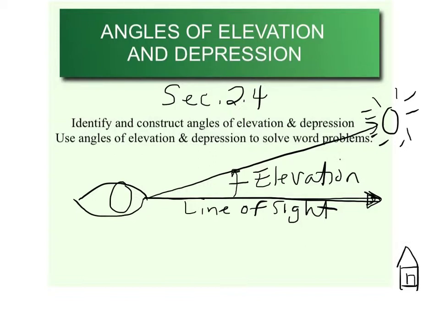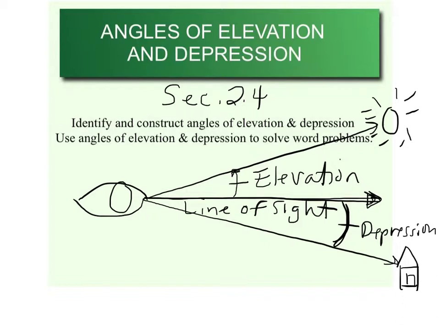Let's say you're looking down at somebody's house. From this initial line of sight, looking down to that house, this new angle that you formed is called the angle of depression, which kind of makes sense. It's easy to remember: elevation and depress. So when they talk about angle of elevation and depression, you're always referring back to the horizontal line of sight.